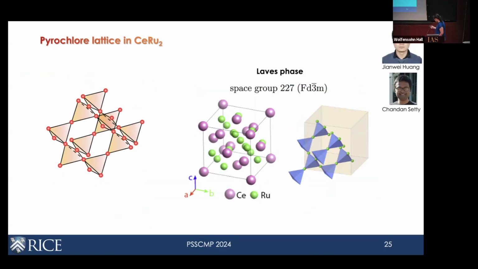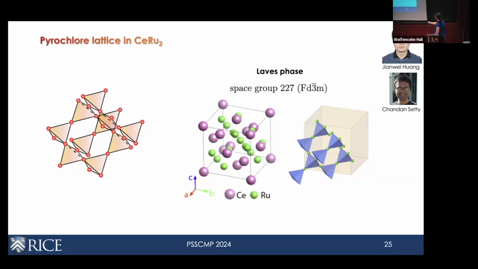What do we see? So the first compound that contains a pyrochlore lattice that we have encountered is CeRu2, and this compound belongs to a large family of Laves phases, and this is their crystal structure. And I just want to give credit to a theory postdoc from Chen's group who first told us about this pyrochlore lattice, and then Jianwei Huang is my really excellent postdoc who did the ARPES work on this compound.